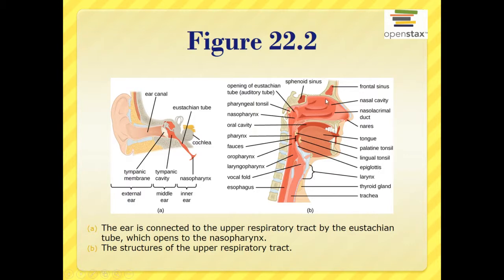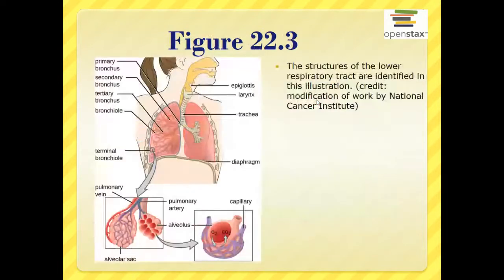So this portion, the nose and the mouth and the throat, are considered to be the upper respiratory tract. And then once we get past the larynx, get into the trachea or the windpipe, and then down into the lungs, we consider that the lower respiratory tract.